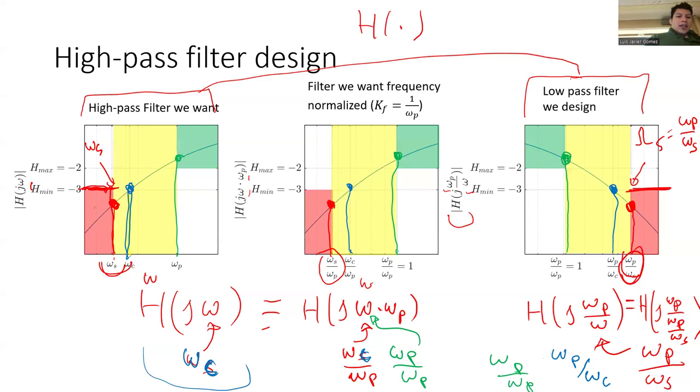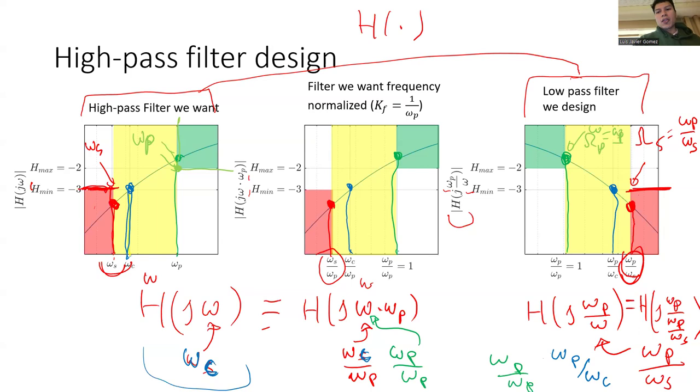For the pass band, we can actually say the exact same thing, which is that we look at our pass band. This one's located at little omega pass, and this one's located at capital omega pass, which is equal to omega p over omega p.